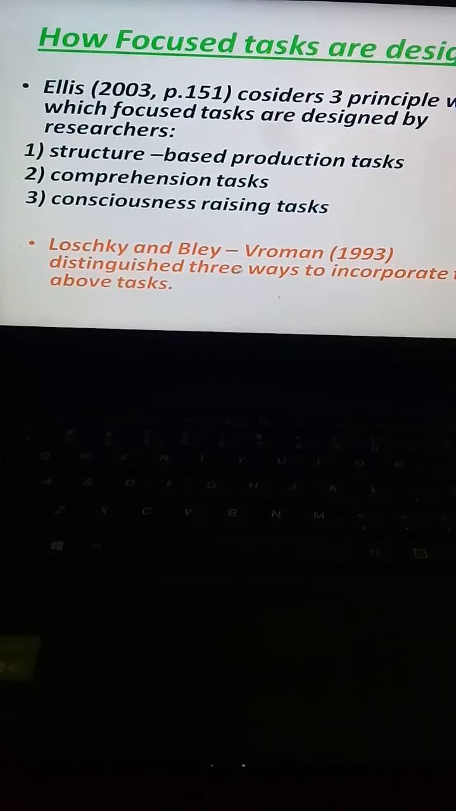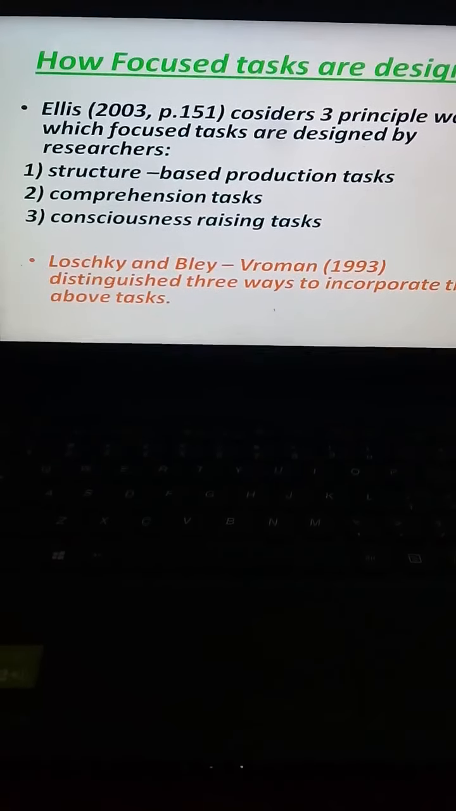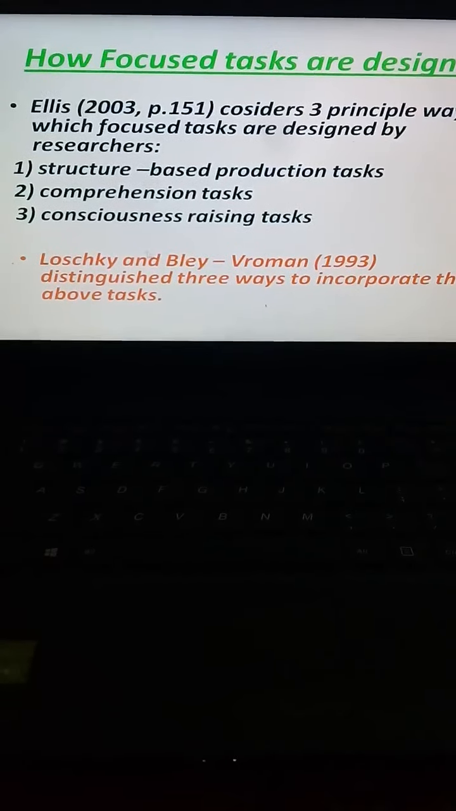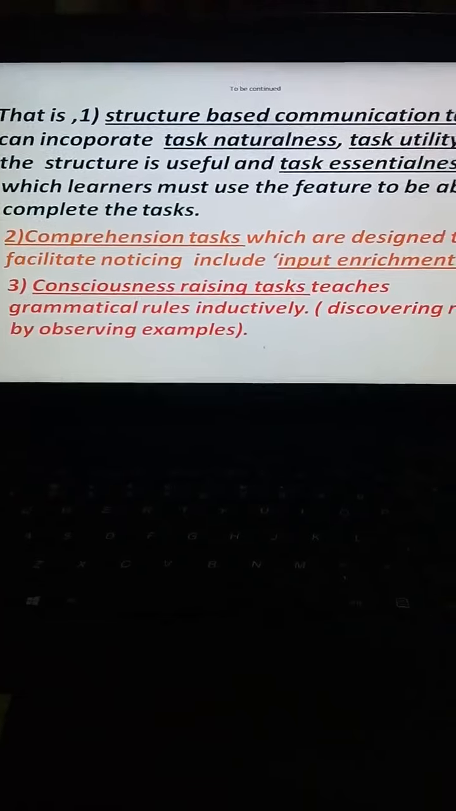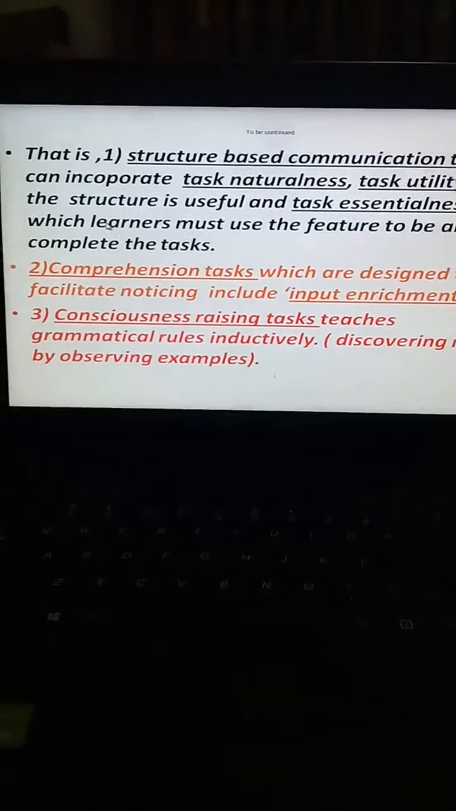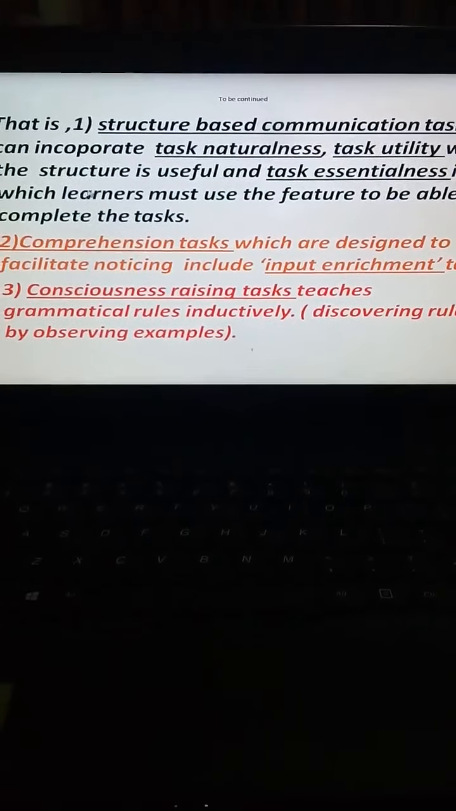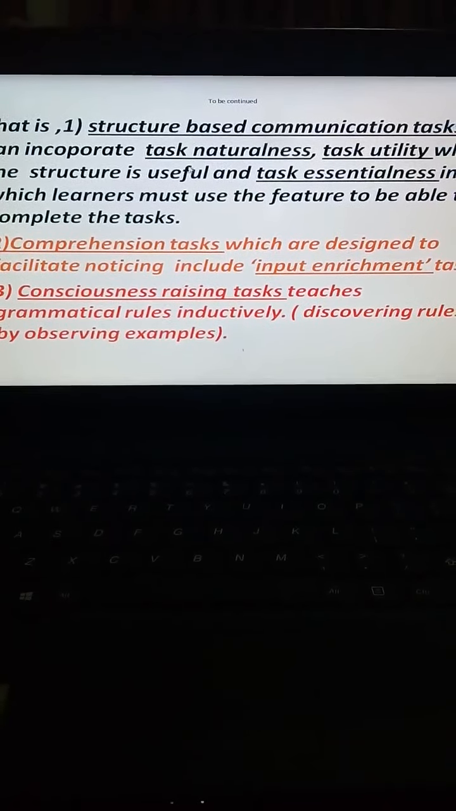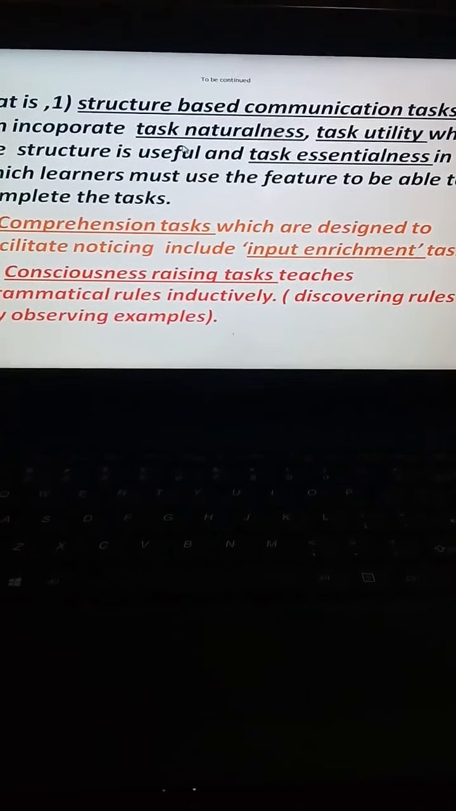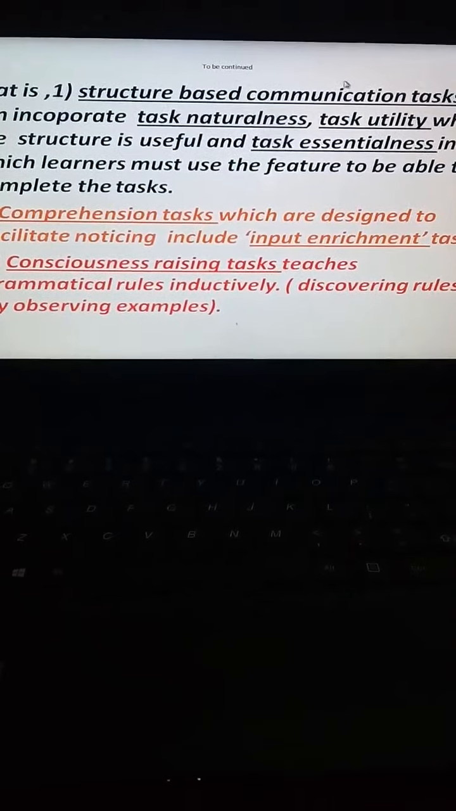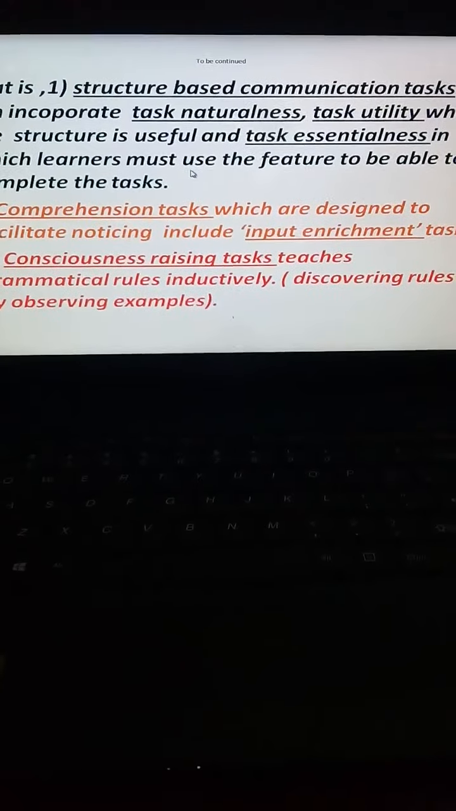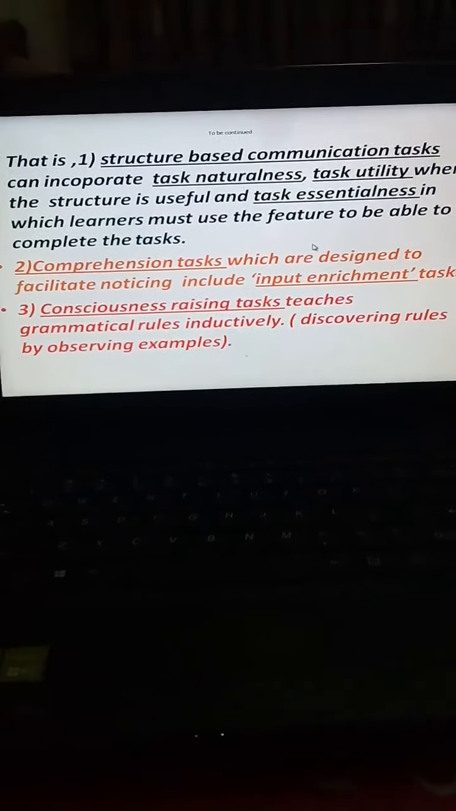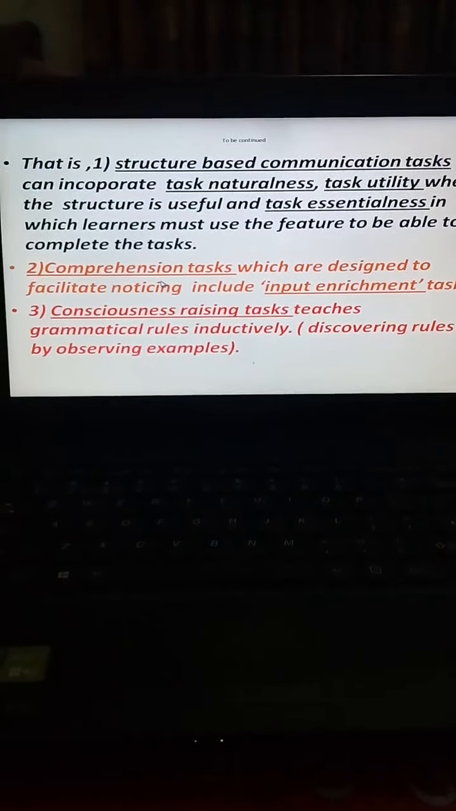And Loschky and Bley-Vroman 1993 distinguished three ways to incorporate these three ways. That is, structure-based communication tasks can incorporate task naturalness, that is, communication happens naturally. Task utility, where the structure is useful, and task essentialness, in which learners must use the feature to be able to complete the task.